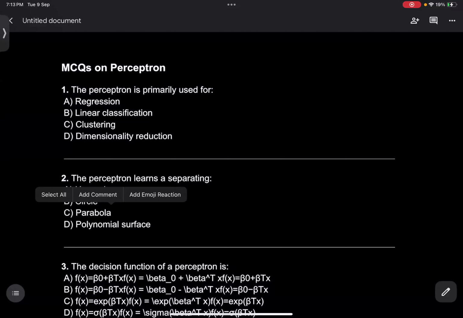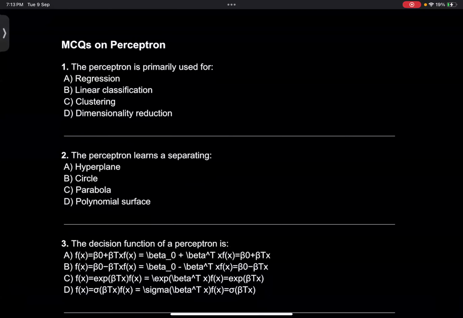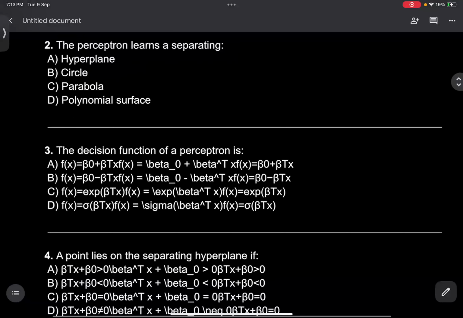Exactly. It's a very simple question. Write 1A, 1B, 2A, 2B so that when I'm going to the second question, it is exactly the way Dr. JM has written. Now coming to the second question, what is the answer? The perceptron learns a separating hyperplane. Exactly. The decision boundary.